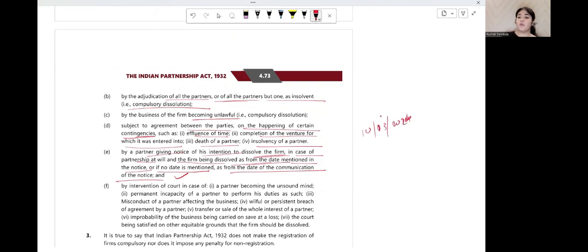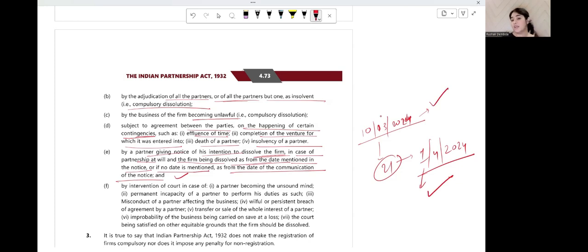He says that now we will dissolve the firm. What will the other partners say? Wait for 21 days, the financial year will end, so we can dissolve it from 1st of April 2020. If it is mentioned in the notice that you will be dissolving it from 1st of April, it dissolves from that date. Or if nothing is mentioned, then from whenever he communicated. On 10th of March, he came with the notice, I want to dissolve the firm. From 10th of March, the firm will be dissolved.